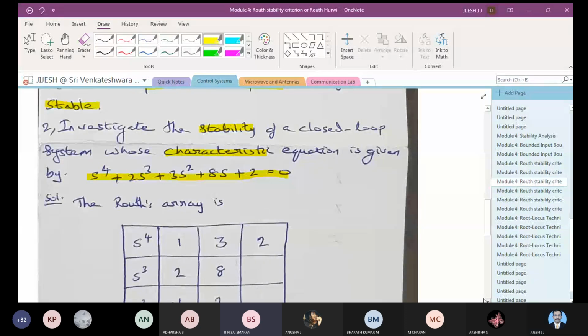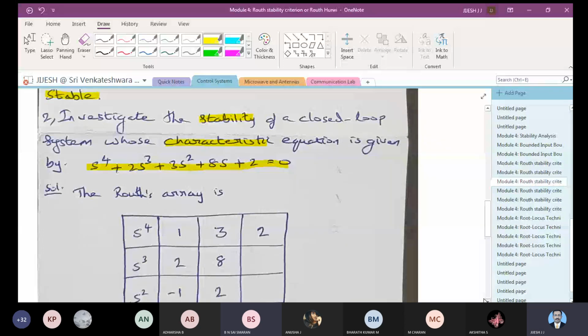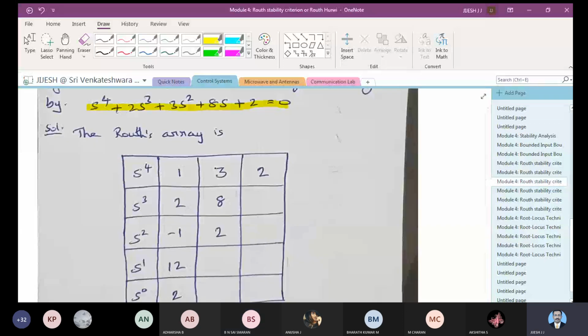B1 equals minus 1. B3 equals 2. Okay. C1 equals 12. Okay. C3 is 0. Okay. That is not 0, you leave it off. Okay, sir. D1 equals 2. Okay. So you got this, right?